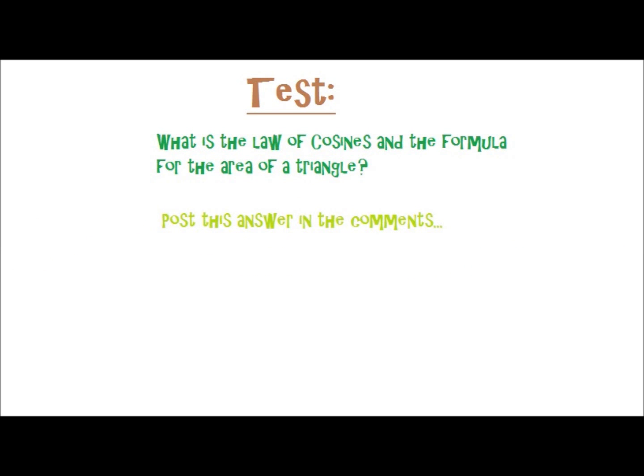And now, the test. Sorry if you didn't see this coming, but we did say it was going to be here. So, let's go to our questions. 1. What is the law of cosines? And 2. What is the formula for the area of a triangle? Please post your answers in the comments section down below.